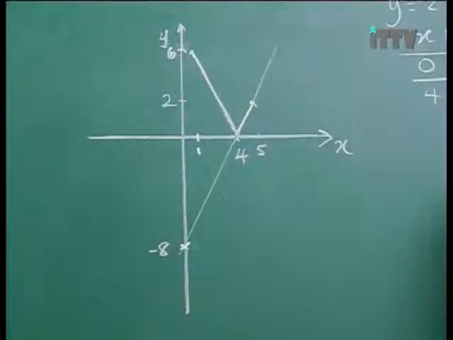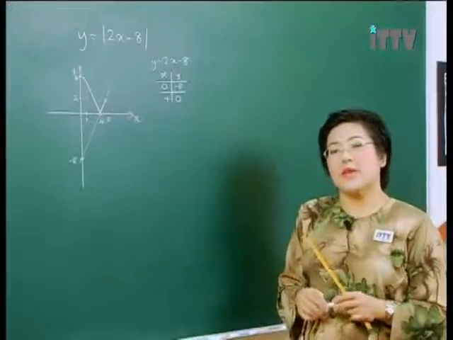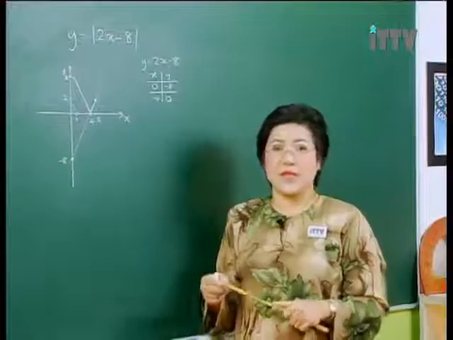So here's an alternative way that we can draw the absolute value function of y equals to absolute value 2x minus 8. Secondly, the other function that we dealt with was y equals to absolute value of 2 cos x minus 1.